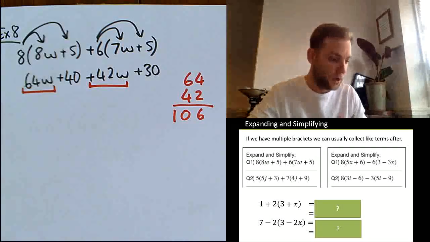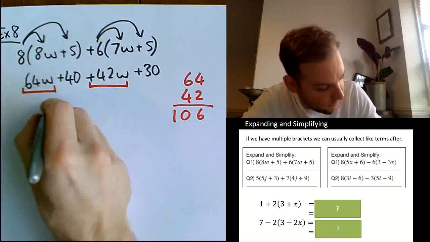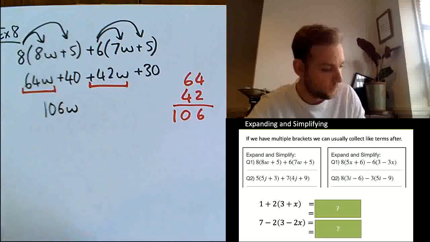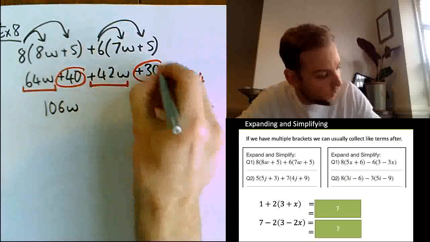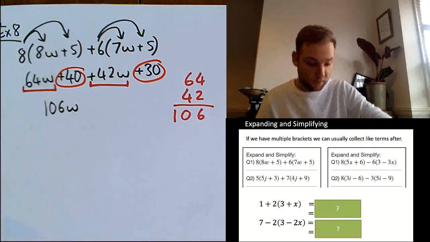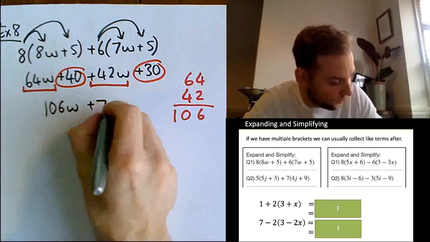So here I have 106 w's. And then I've got the plus 40 plus another 30. So 40 plus 30 is equal to plus 70, like so.